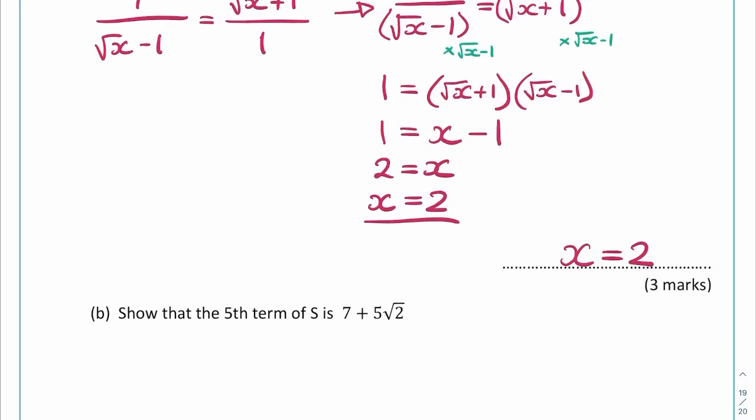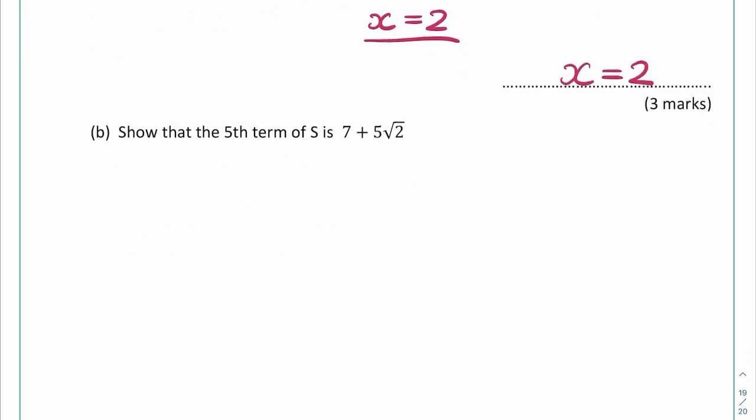And there we go, there is your final answer. Obviously take your time with the expansions there. For part B, it says show that the fifth term of s is 7 plus 5 root 2.